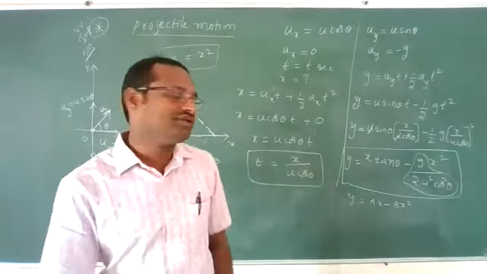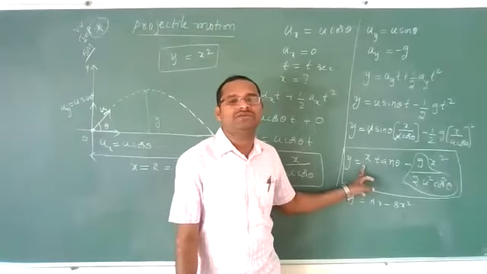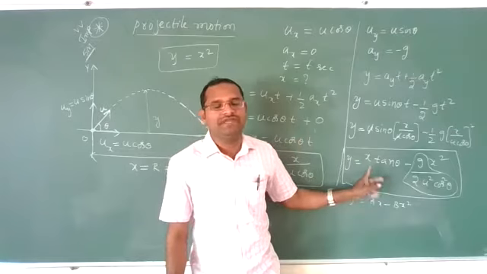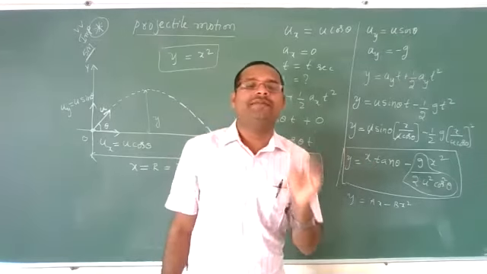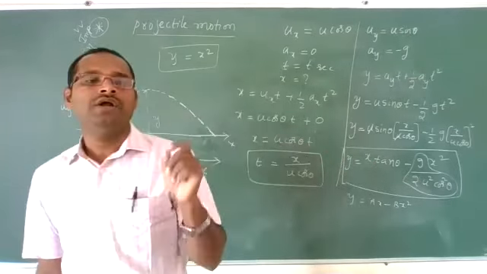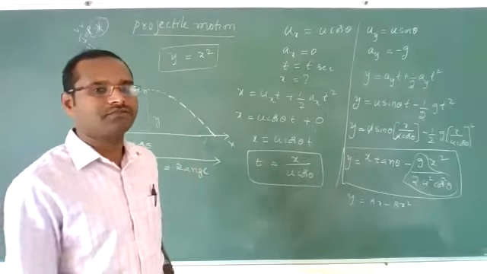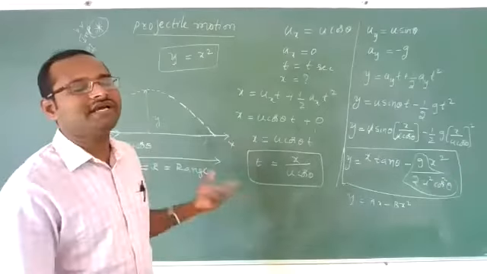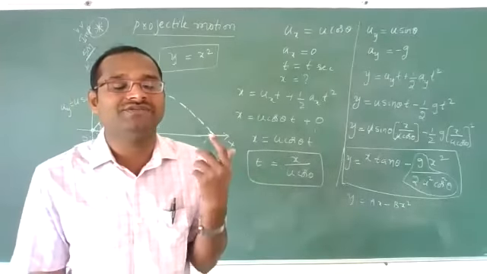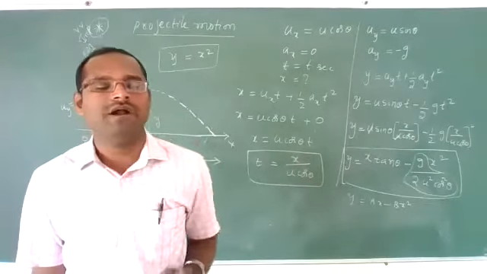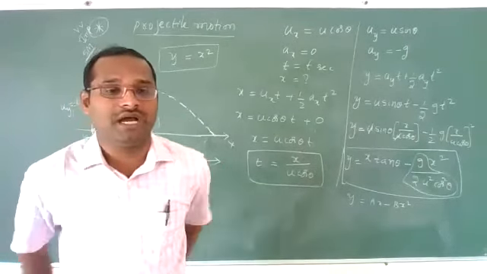This equation you need to remember. On this equation they may ask you objective questions. You need to learn this equation by heart. I am closing my eyes and saying: y is equal to x tan theta minus g x square upon 2 u square cos square theta. You need to remember this.